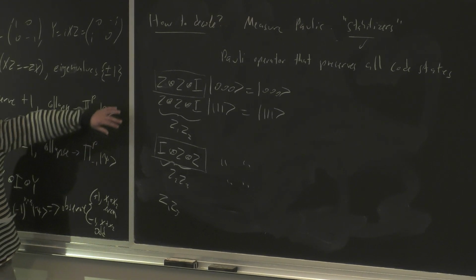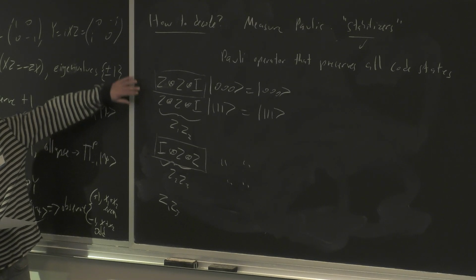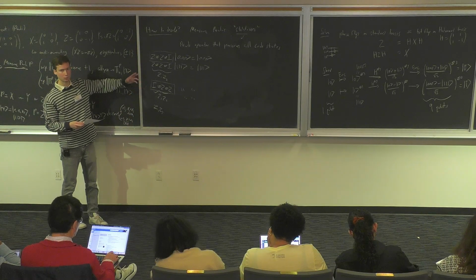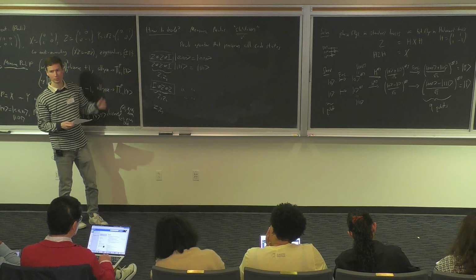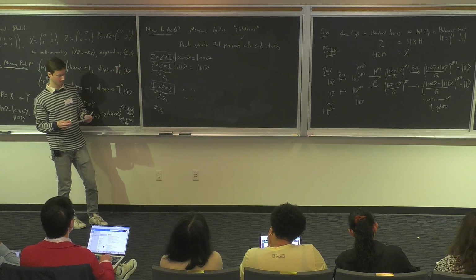And what this is going to mean is that we'll see that if we measure just these two Paulis, we can detect and thereby correct any bit flip error happening on a repetition code.